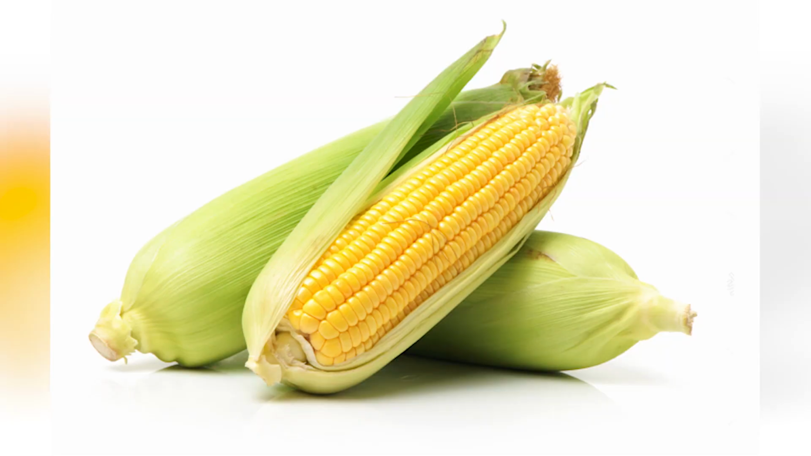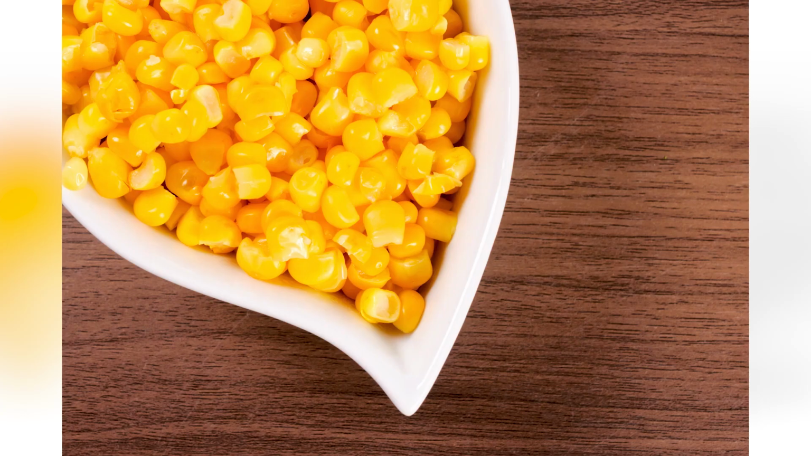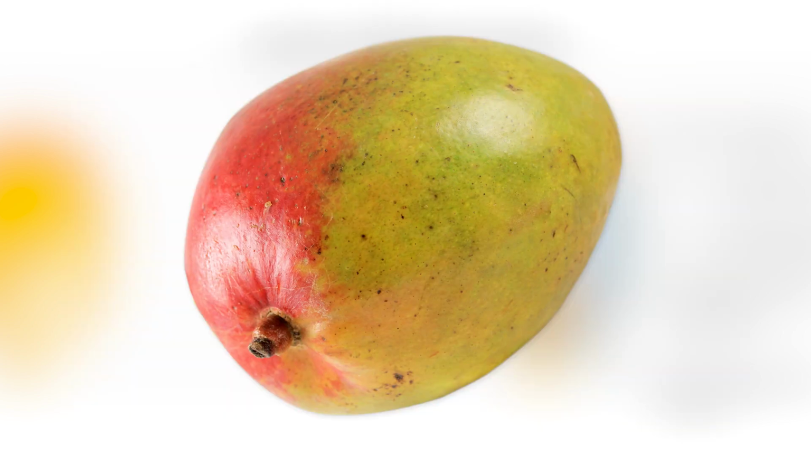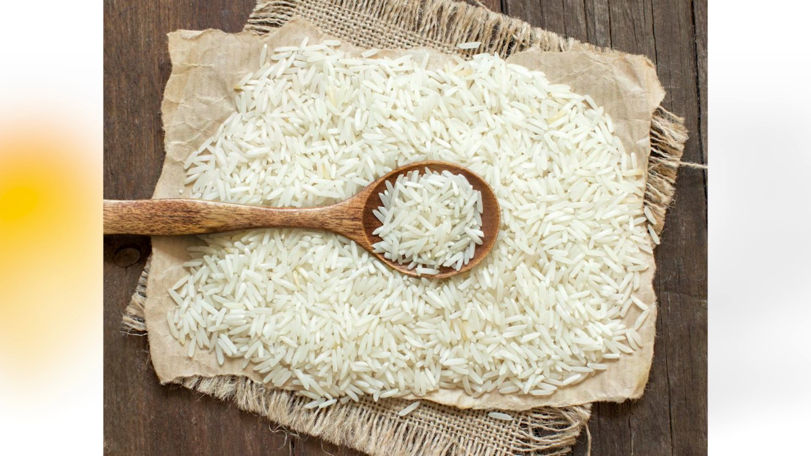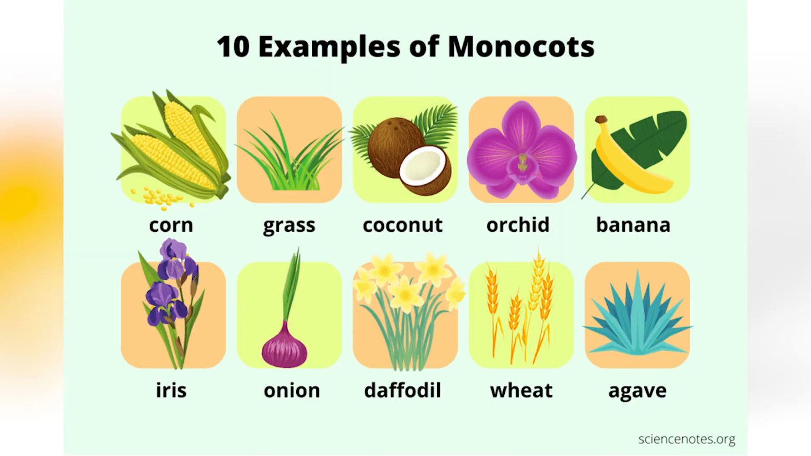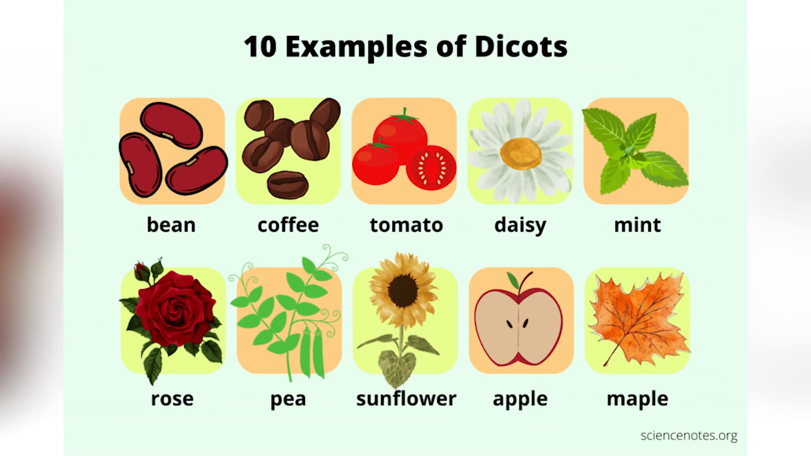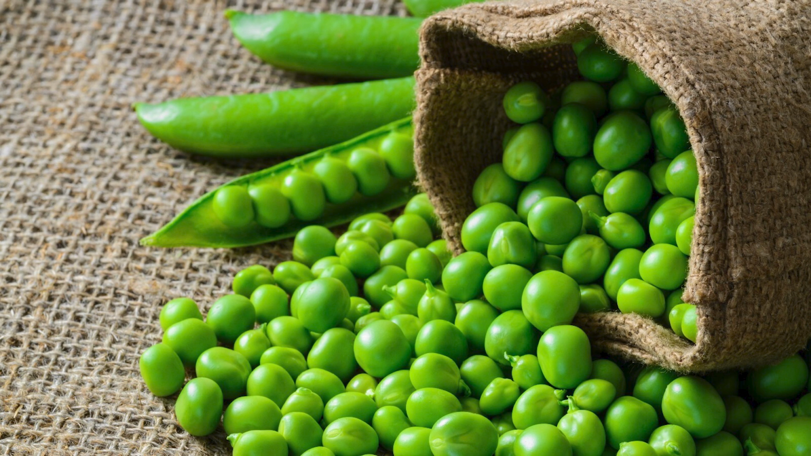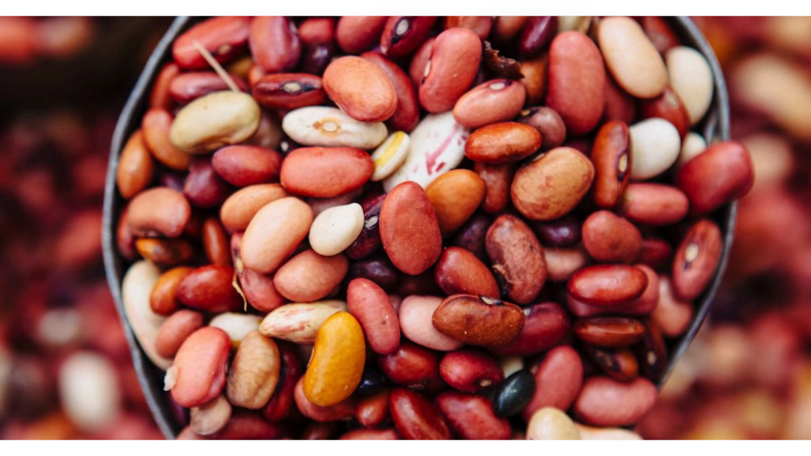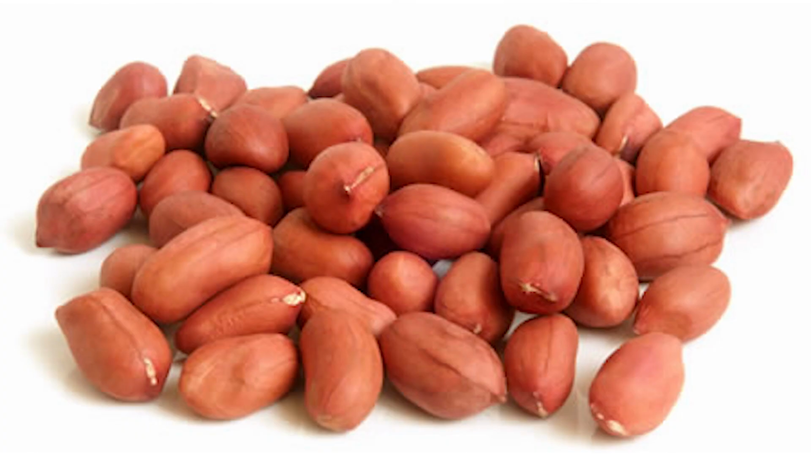Examples of monocot seeds are maize, ginger, corn, mango, and rice. Please don't forget that there are many examples of monocot seeds. We have just tried to list the few. Dicotyledonous seeds are seeds with two cotyledons. And examples of such seeds are the peas, beans, groundnuts, and so many others.